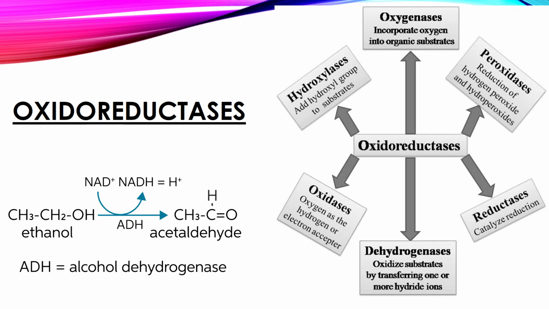Oxidoreductases catalyze oxidation-reduction reactions. Oxidoreductase enzymes are a group of enzymes that catalyze the transfer of electrons from one molecule, the reductant, also called the electron donor, to another, the oxidant, also called the electron acceptor. Oxidoreductase enzymes utilize NADP+ or NAD+ as cofactors. They include the following subgroups: oxidase, dehydrogenase, peroxidase, hydroxylase, oxygenase, and reductase.